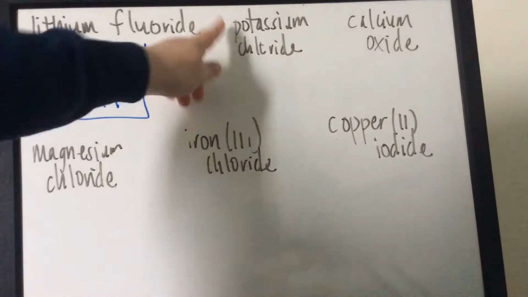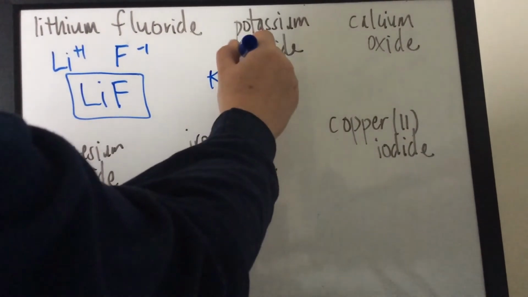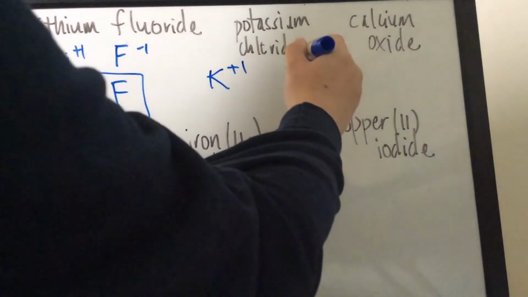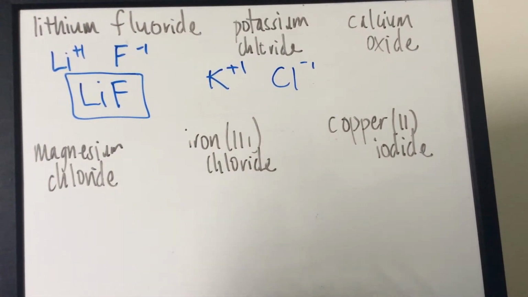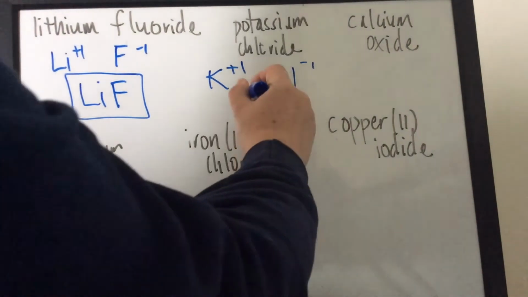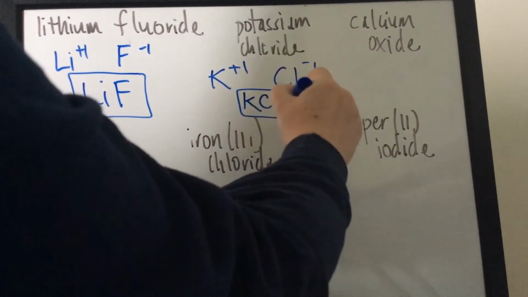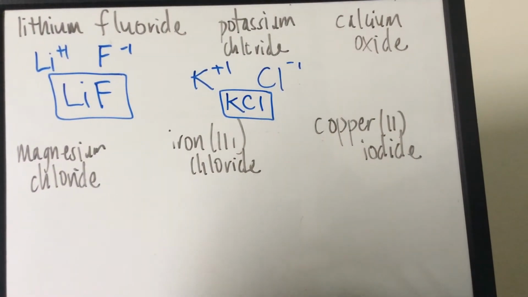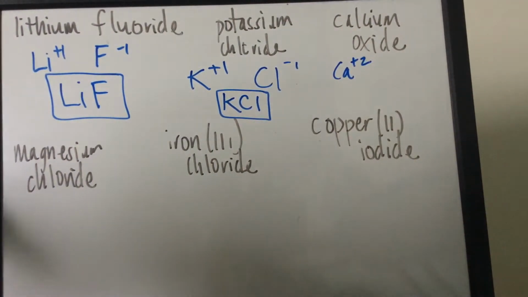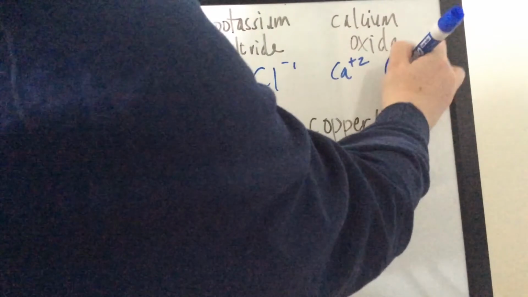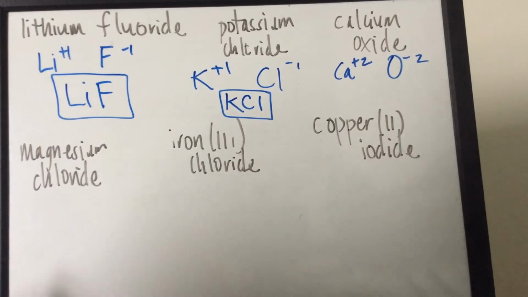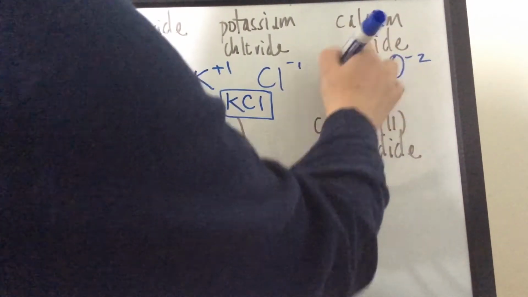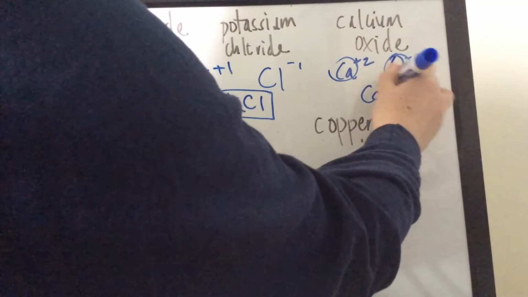My second example is potassium chloride. So potassium is K, and K is also plus 1. Chloride is chlorine. Chlorine is Cl minus 1. For the second time, I have a plus 1 and a minus 1. Adds to 0, so my formula is just KCl. My third one, calcium oxide. Calcium's charge is plus 2. Oxide, remember, is oxygen, and oxygen's charge is minus 2. This time I have a plus 2 and a minus 2, which again add to 0. So I have 1 calcium and 1 oxygen, so CaO.